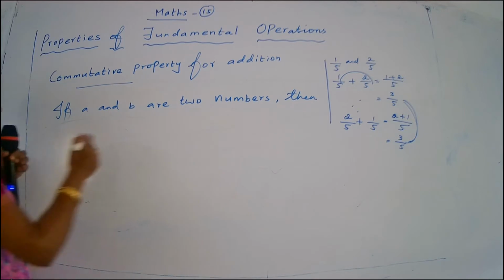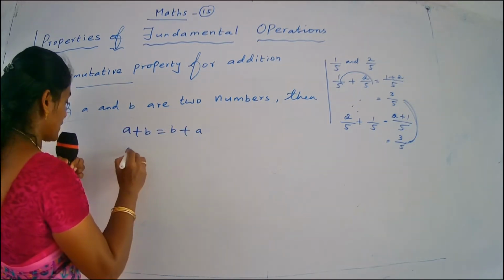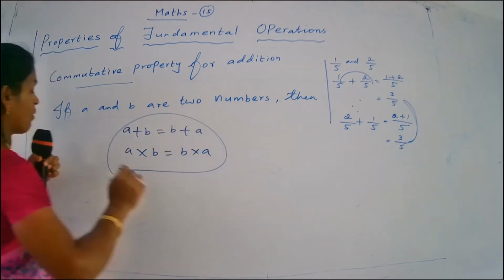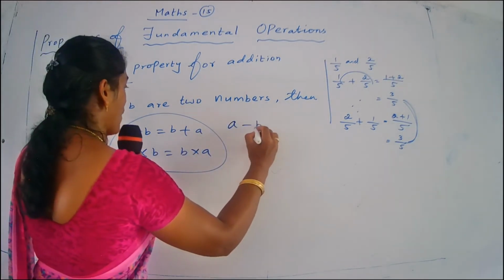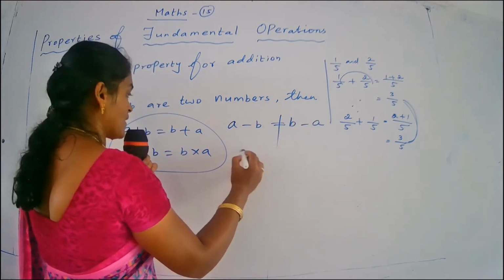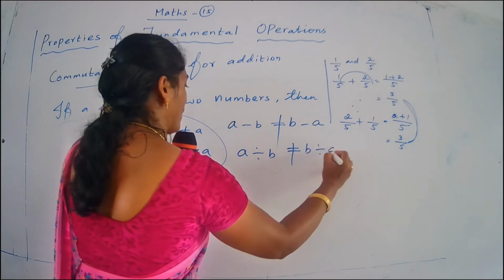Okay. So, A plus B is equal to B plus A, and A multiply B is equal to B multiply A. So, the commutative property is true for only addition and multiplication. Commutative property is not true for subtraction, that is A minus B is not equal to B minus A. And A divided by B is not equal to B divided by A.